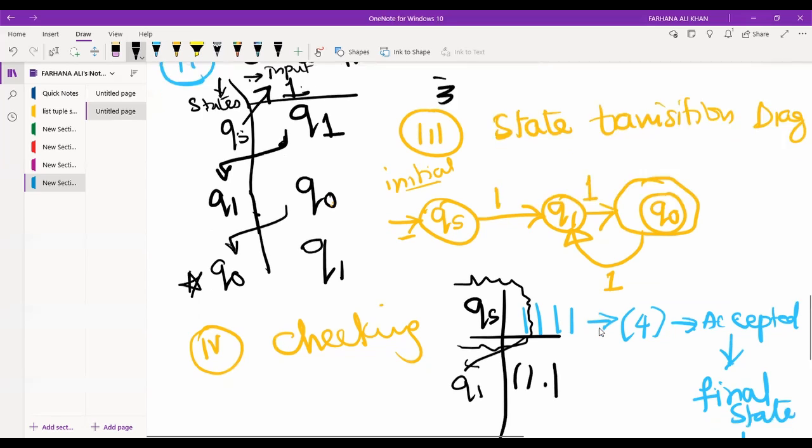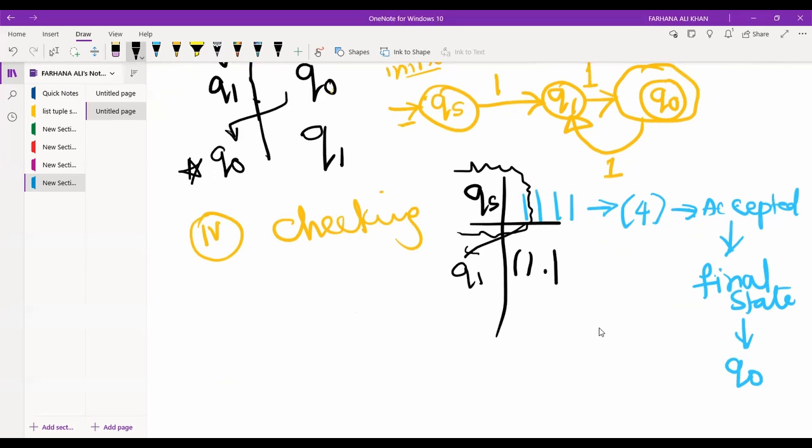What we are going to do now is consider the remaining string with the resultant state. The resultant state is Q1. Now I will consider this Q1 with the next bit. The next bit is 1. So Q1 on 1, where is it going? Q1 on 1 goes to Q0. So I will write Q0 here. And what is the remaining string? The remaining string is 1, 1.